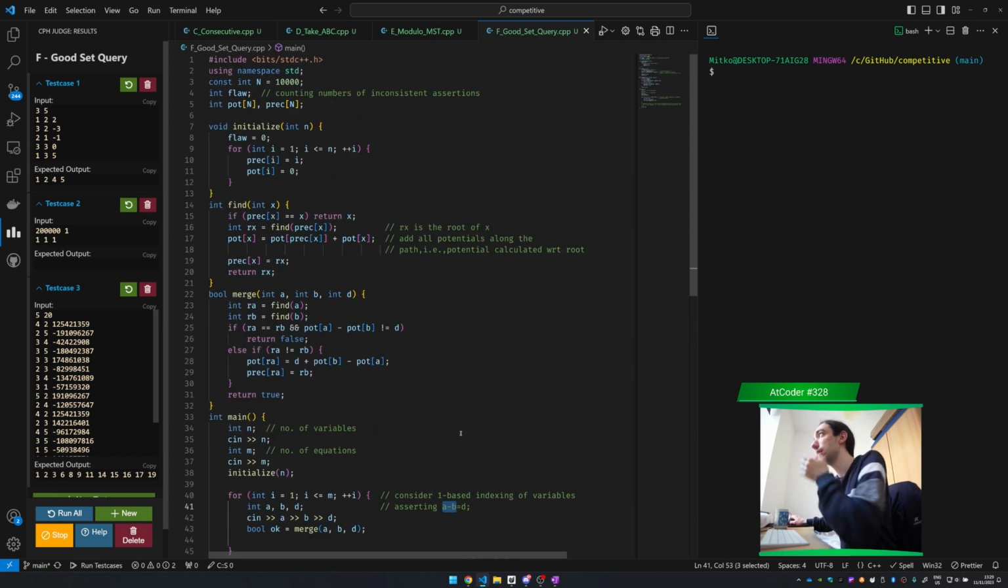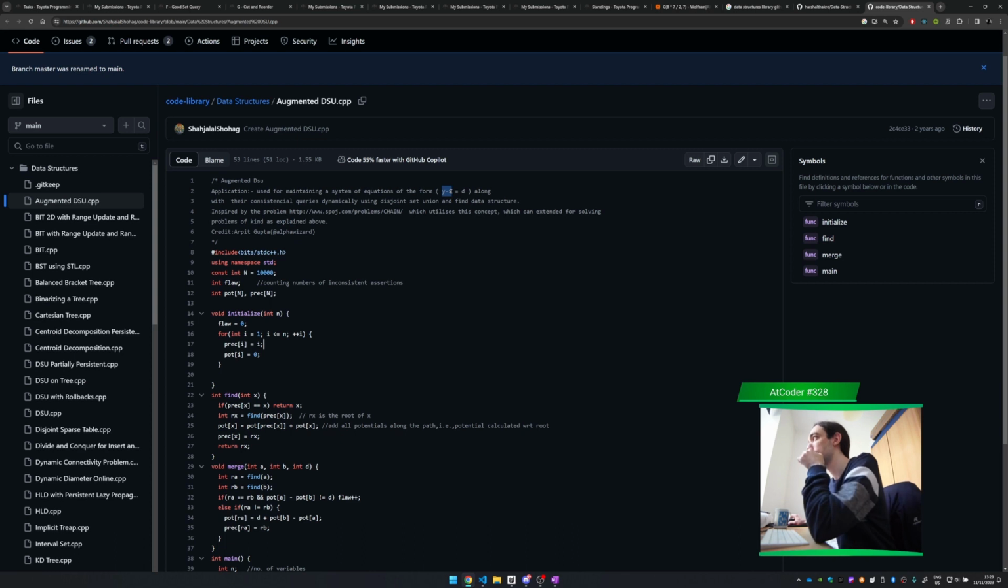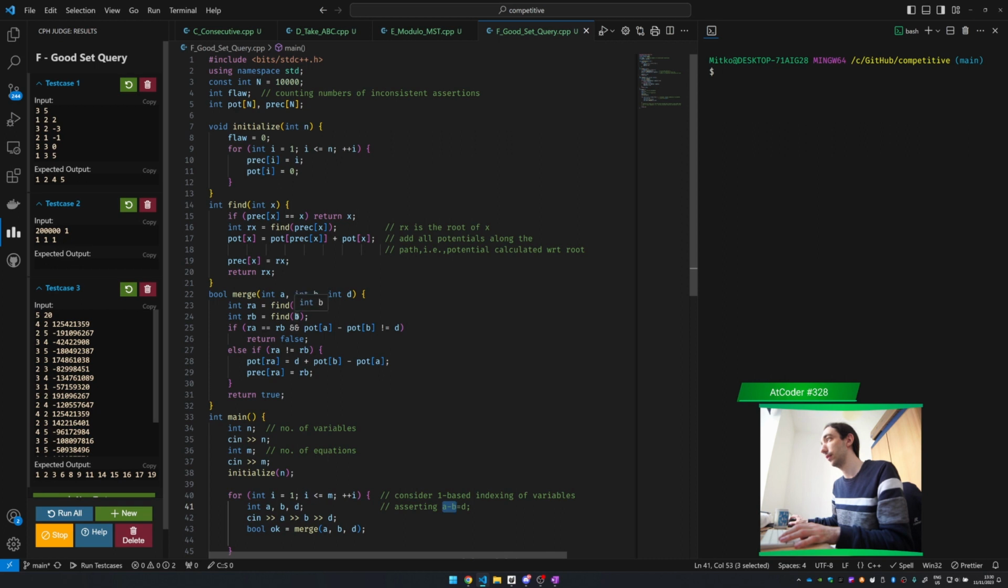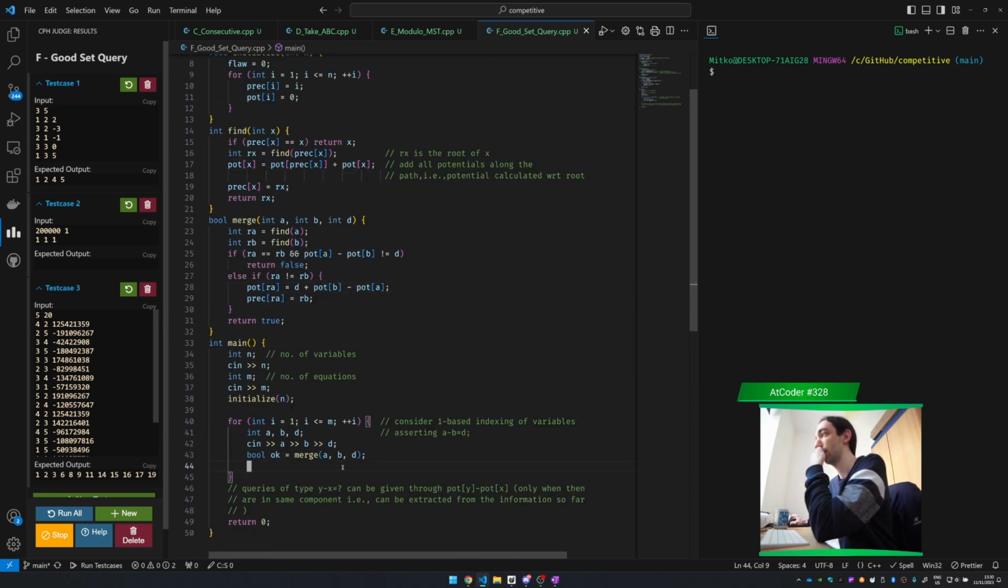Like x minus a minus b equals d. Find a, find b. Potential at a, b. Yes. So I think that that's okay. So if it's okay, then I print i.